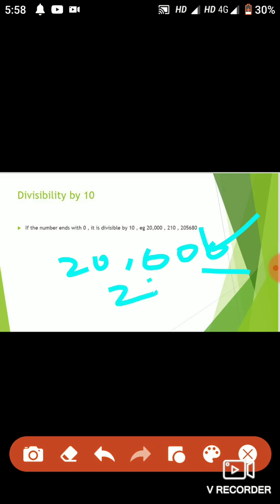Our next divisibility rule is divisibility rule of 10. So it's very simple. If the number ends with 0, then that number will be divisible by 10. That means if on the ones place 0 is there, then that number is divisible by 10. Like 20,000, number is ending with 0, divisible by 10. 210, ending with 0, divisible by 10. 205680, ending with 0, divisible by 10. It's compulsory for the number to end with 0 to be divisible by 10.